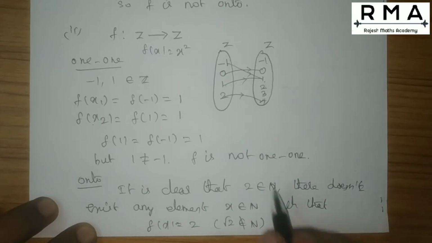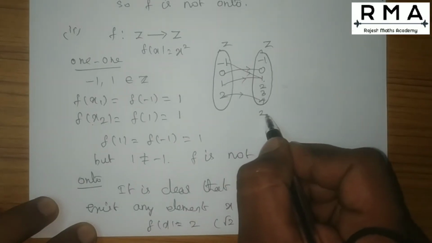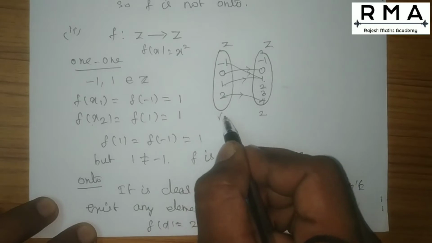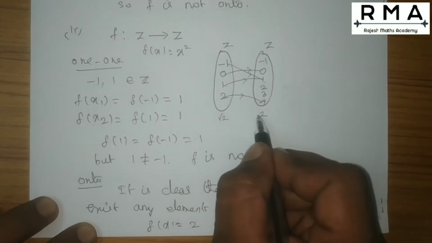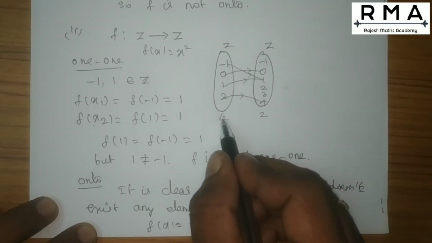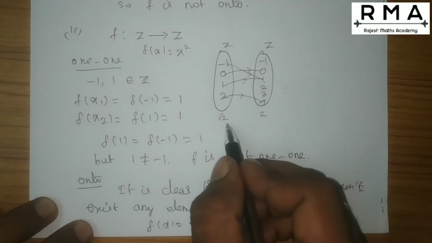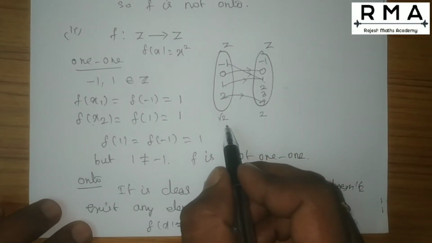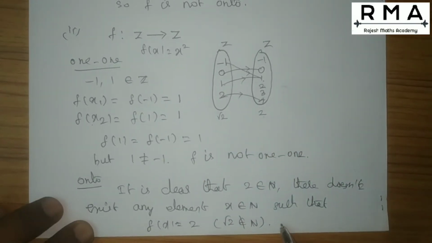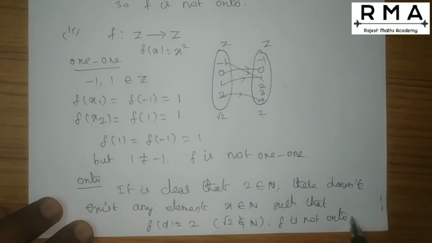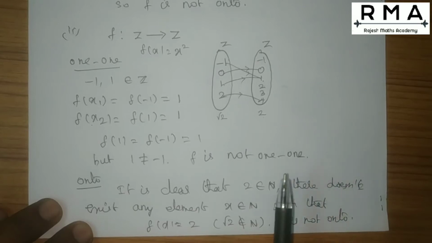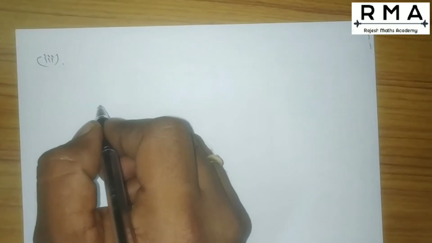As in the previous problem, if I want to map this 2, I need to take root 2 here, then only it will map with 2, because root 2 square equals 2. Clearly we can say root 2 is not a natural number. So I can say that f is not onto. In the previous case f is 1-1 but not onto. Here f is neither 1-1 nor onto. Clear? See the next question.